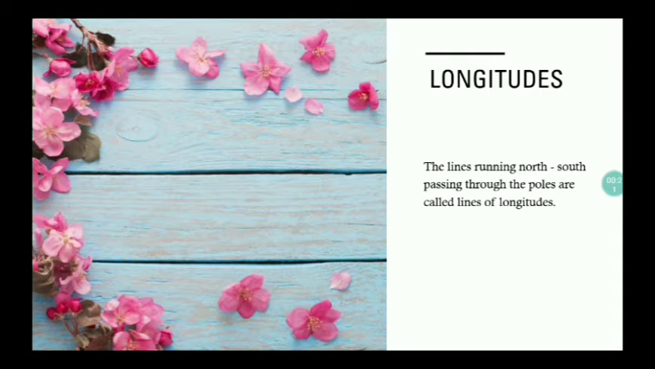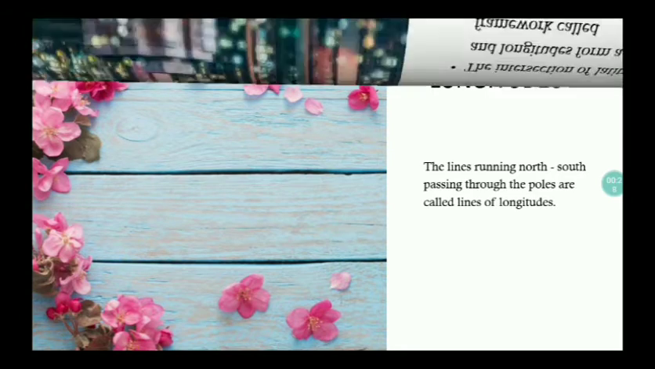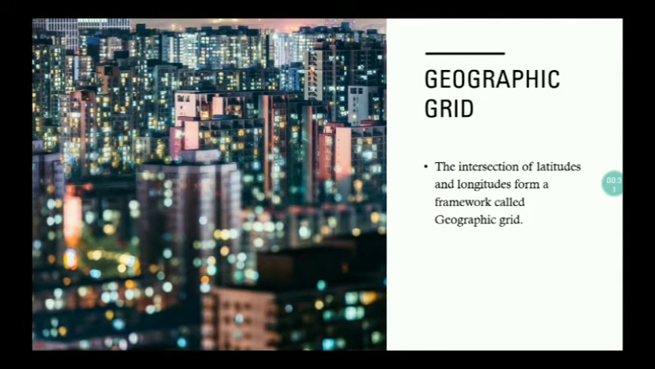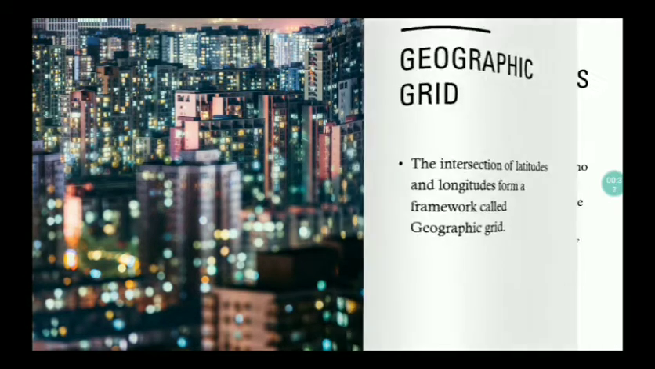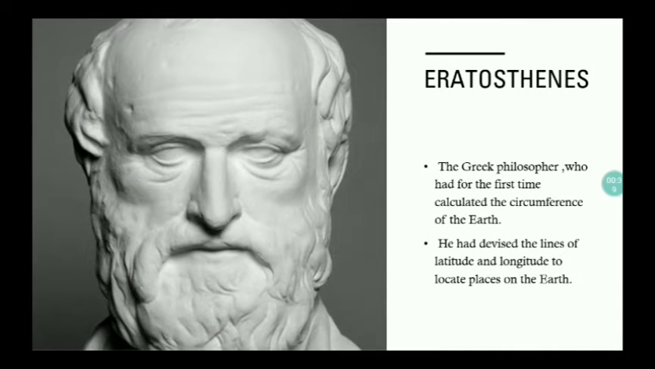Longitudes. The lines running north to south passing through the poles are called lines of longitudes. Geographic grid. The intersection of latitudes and longitudes form a framework called geographic grid. Eratosthenes, the Greek philosopher who had for the first time calculated the circumference of the earth, had devised the lines of latitude and longitude to locate places on the earth.